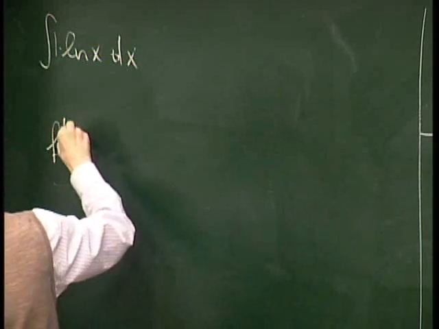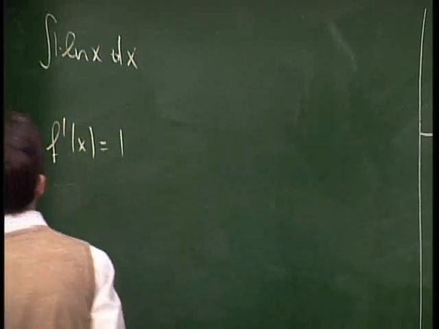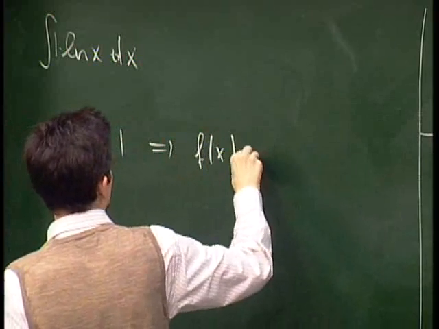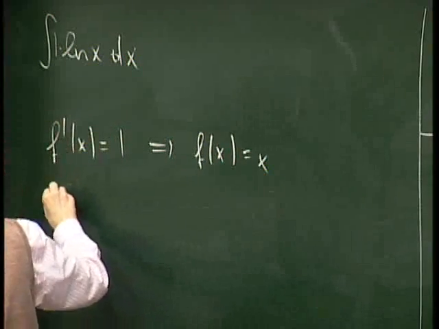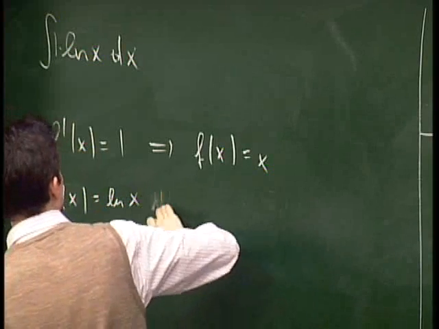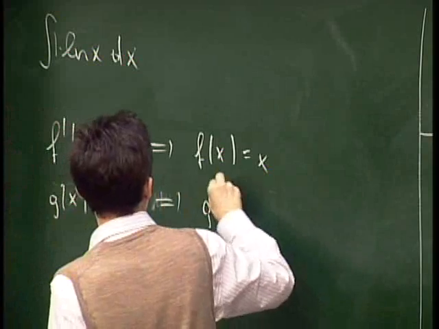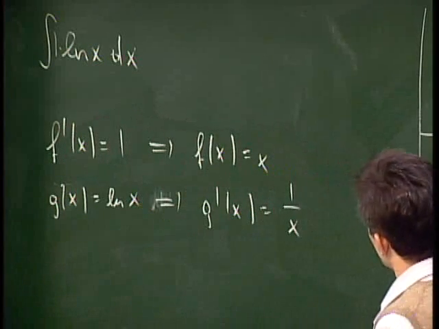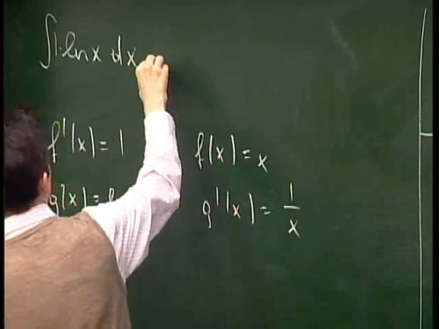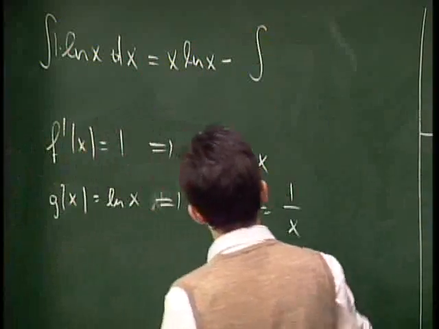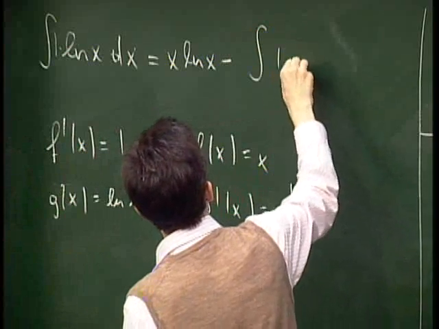So we choose the derivative of f to be 1, which means that f of x is equal to x. And we choose g of x to be equal to ln of x, which means that the derivative of g of x is equal to 1 over x. Then this becomes x times ln of x minus the integral of the product of those two, which is getting very easy, namely 1.